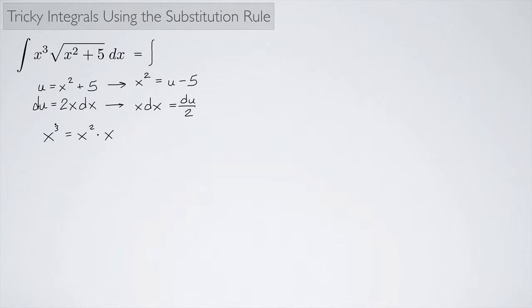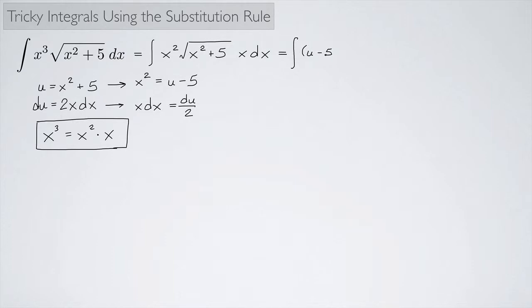So first, I'm going to use this idea. x cubed is x squared times x. And I'm going to rewrite this x cubed out front. So I'm going to put the x squared first, and then I have an x squared plus 5 under here. And then I'm going to move that other x over here, so I have the x dx. Now I think you can see how this is going to work. So I have an x squared out front. That's going to be u minus 5. Then I have the square root of x squared plus 5. That's the square root of u. That goes there. And then I have x dx. Well, x dx, if we look at this, is just du over 2.